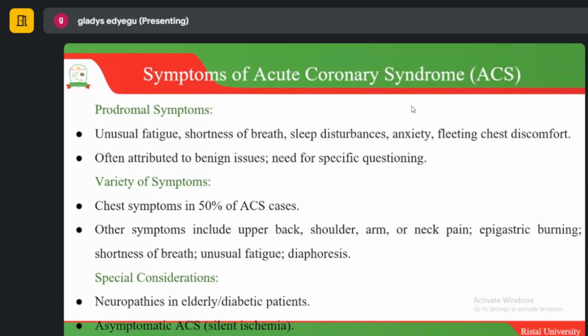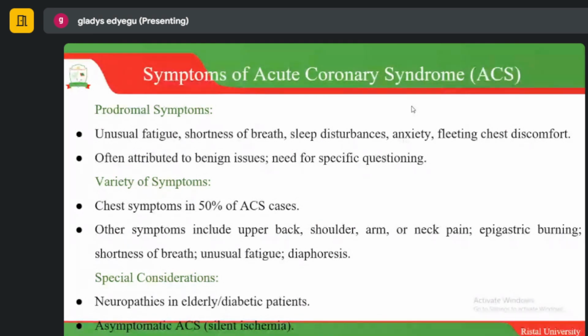Then other symptoms that may be included are upper back pain. Some of them can say, I'm feeling pain on the upper back around the shoulder. And then others can have pain around the arm, because it can radiate along the arm, or neck pain, and also epigastric burning, shortness of breath, unusual fatigue, and diaphoresis. So some of them can come with all these symptoms, but you have to really ask a number of questions or get history from these patients that can lead you to a proper diagnosis.